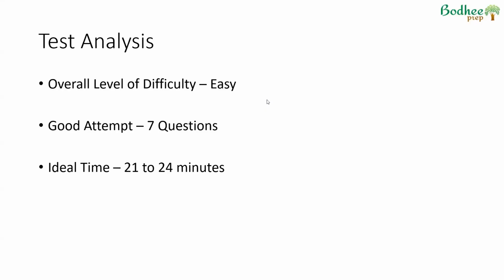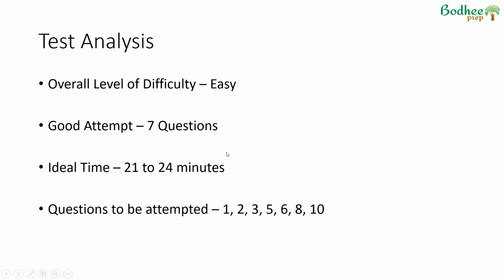If you look at the overall analysis, as I said initially, overall easy level of difficulty test. Board attempts would be a net at 7, 21 to 24 minutes of ideal time solving. The questions that I would have attempted would be 1, 2, 3, 5, 6, 8, and 10. Which are these?